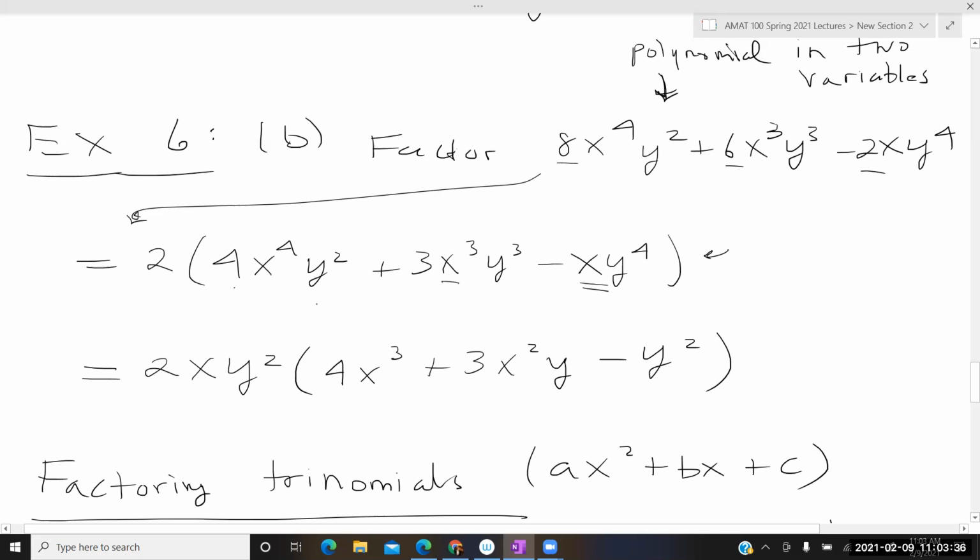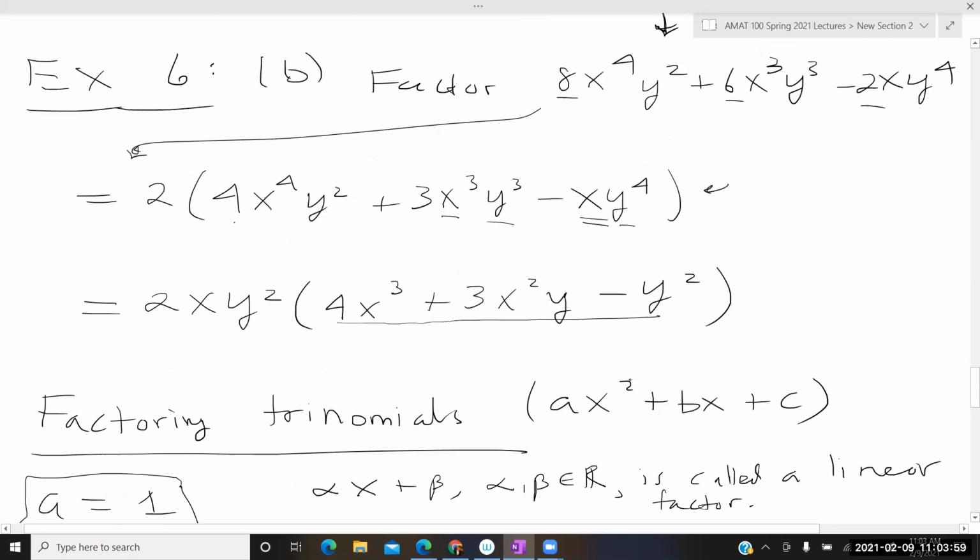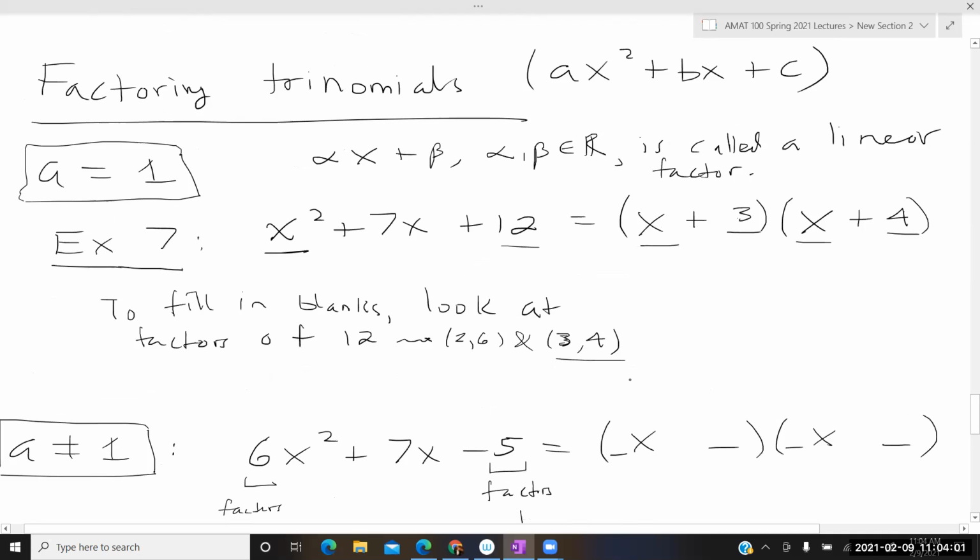Likewise, I can't factor out y to the 3rd or y to the 4th for the same reason, because I'll introduce negative exponents, and I don't want negative exponents. So I can only factor out y squared. If I do that, I get 2xy squared, and then in the parentheses I get this, and that's the answer for that one.